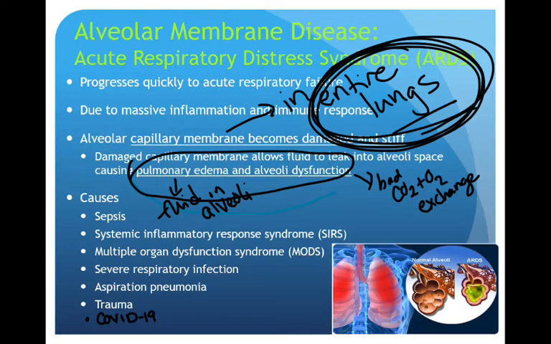ARDS is an acute respiratory distress because your entire lungs are filled with fluid. And that is, like I said, due to a severe illness. So COVID-19 would fall under the severe respiratory infection part. So I guess we could write COVID there. Because that is really when people die of COVID, they are usually falling under the ARDS category.